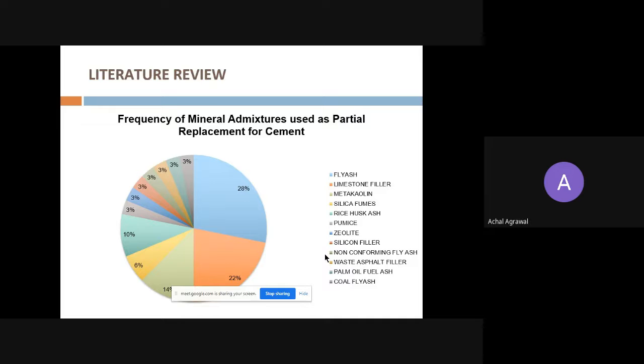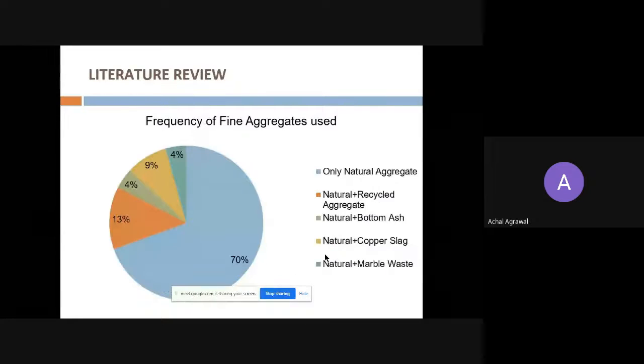In the papers which we have reviewed, this is the data on where they have partially replaced the cement, and in what percentage. We can see from this pie chart that in the maximum number of papers, they have replaced cement using fly ash and limestone fillers, and the rest is metakaolin, silica fume, rice husk ash, and others we can see here. Is it clear now?